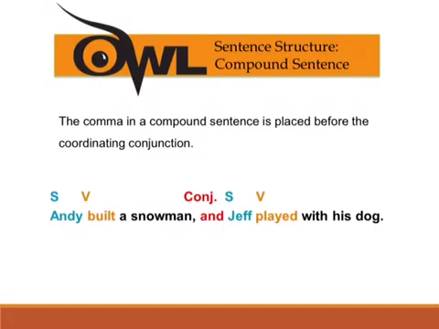We use a coordinating conjunction to link two independent clauses. Each of these clauses can stand alone. Andy built, okay, Jeff played. So use a comma and the coordinating conjunction.